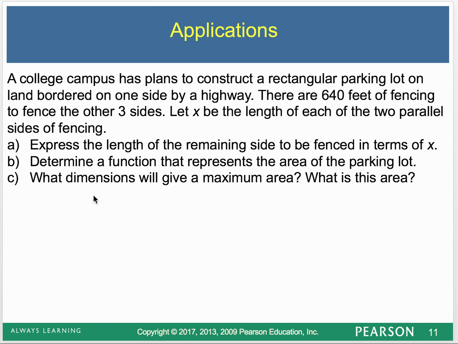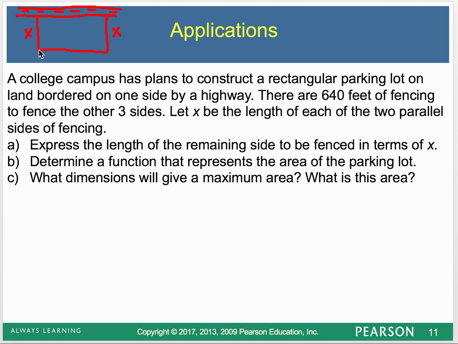A college campus has plans to construct a rectangular parking lot on land bordered on one side by a highway. There are 640 feet of fencing to fence the other 3 sides. Let x be the length of each of the 2 parallel sides. So if we have a highway right here, and they want to build a rectangular parking lot, and they said let x be these 2 parallel sides. We have 640 feet of fencing to fence these 3 sides. Express the length of the remaining side to be fenced in terms of x, so this side.